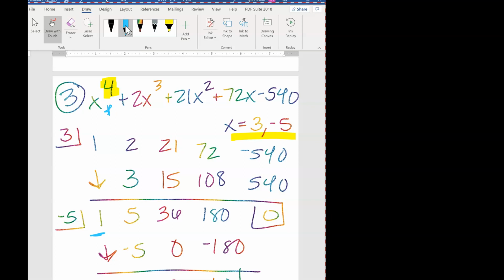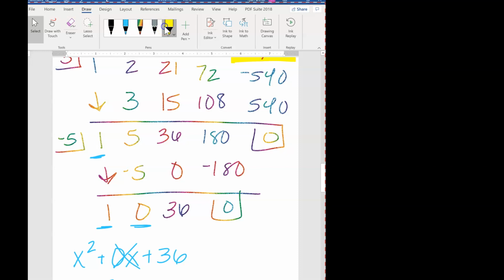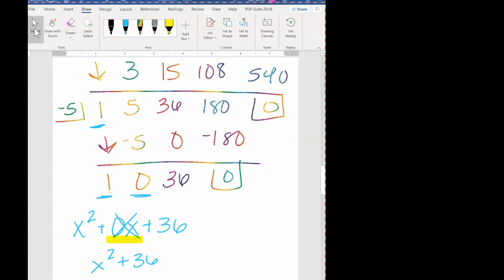So now I have 1x squared, which you do not have to write the 1, so we're going to say x squared. This is a 0 linear term. Let me write it so you can see it. 0x plus 36. I don't need that 0x, so technically I just have x squared plus 36. When you don't have that middle term, you can just solve it like you solve for x normally. So I'm going to say x squared plus 36 equals 0.